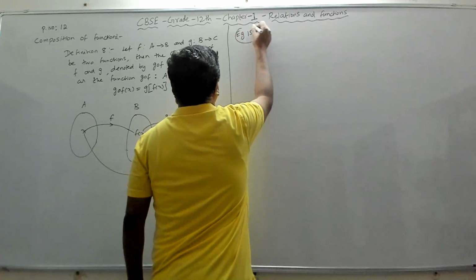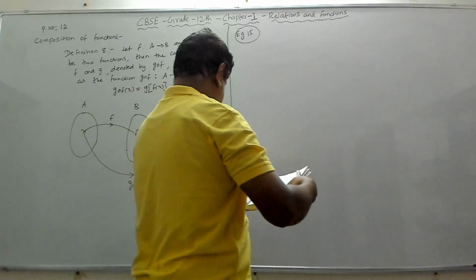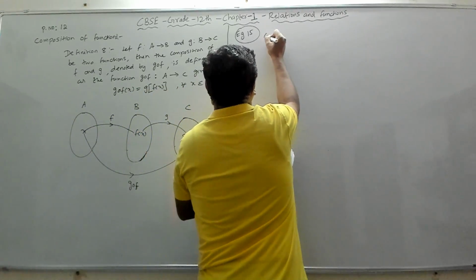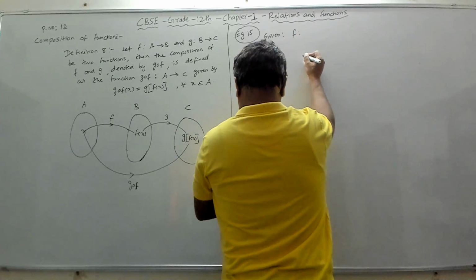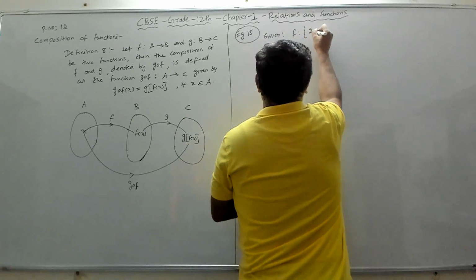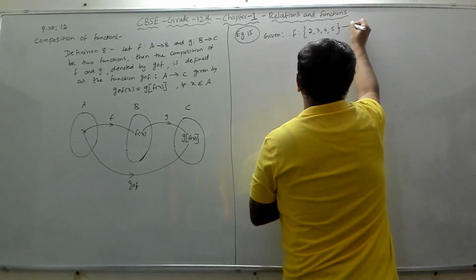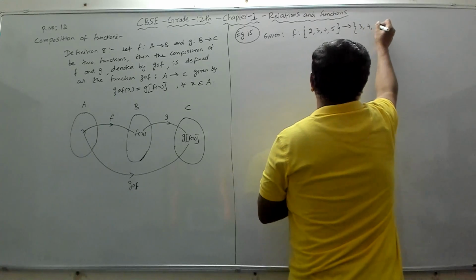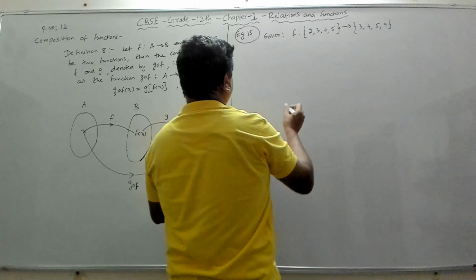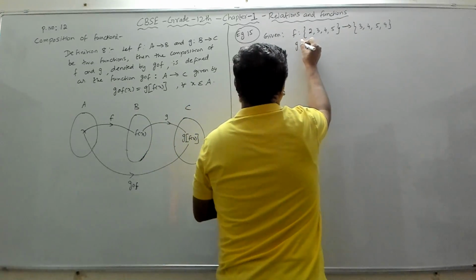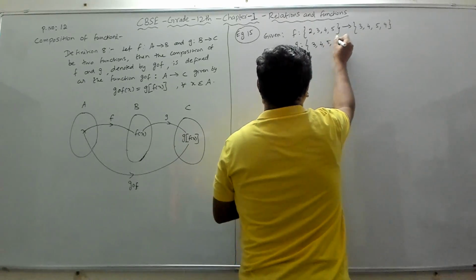Right, now we will go to example 15 in your textbook. So I'll write what is given. Given is f is a function from the set 2, 3, 4, 5 to another set 3, 4, 5 and 9. And g is another function which is from the set 3, 4, 5, 9.